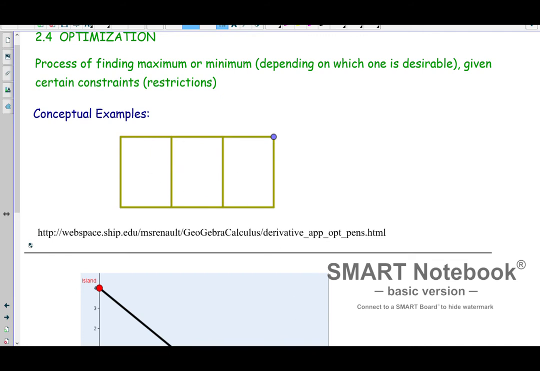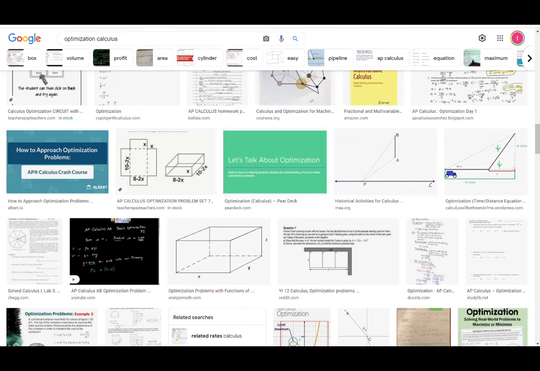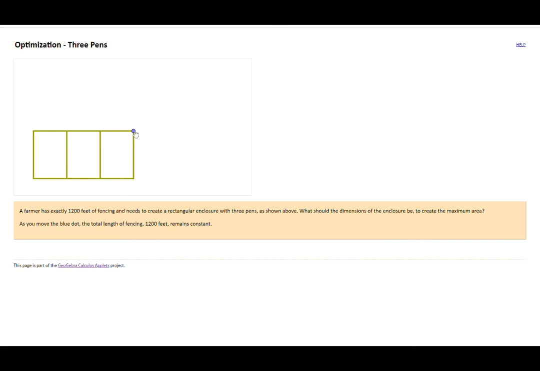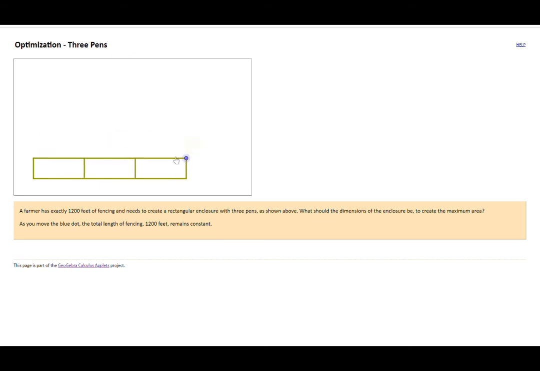And I'd like to show you, there's a nice little applet here. Let's see, optimization. Okay, here it is. So this is the limiting amount of fencing we have. In this situation, 1,200 feet of fencing. This is an applet, meaning if you drag the corners a little bit, it's still using the same amount of fencing, but you see that the area enclosed has changed a little bit, right?